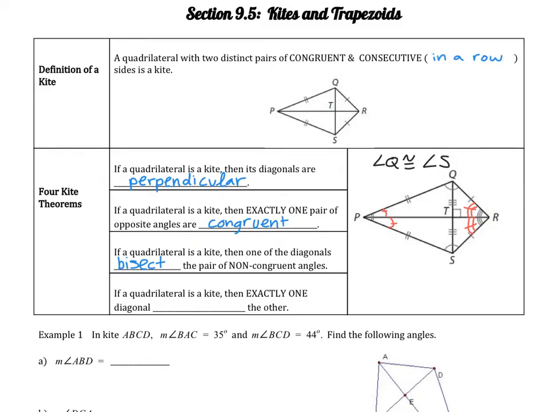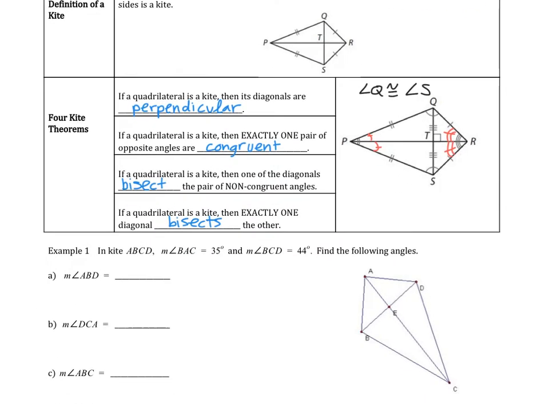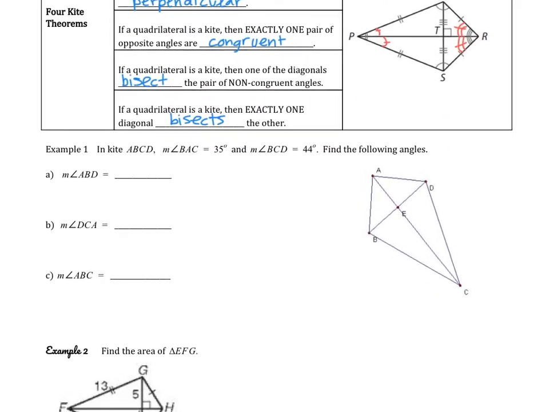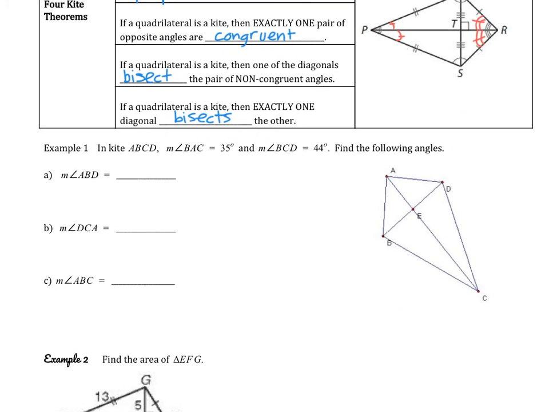And the last theorem about kites is if a quadrilateral is a kite, then exactly one diagonal bisects the other. So for this one, we can see that in this case, this diagonal is bisecting QS. And I see that because I see two congruent parts. QT is congruent to TS. So we're going to see if we can use these four theorems to help us solve the following problem.